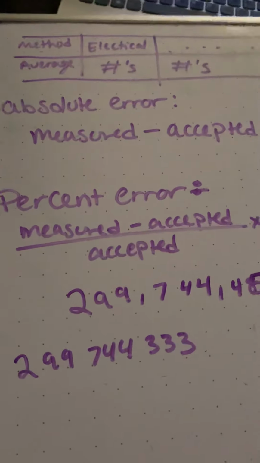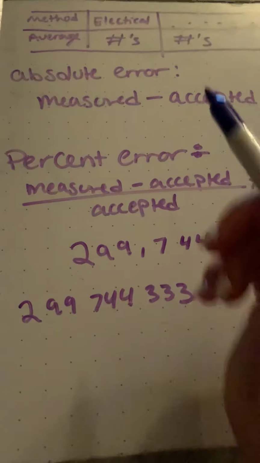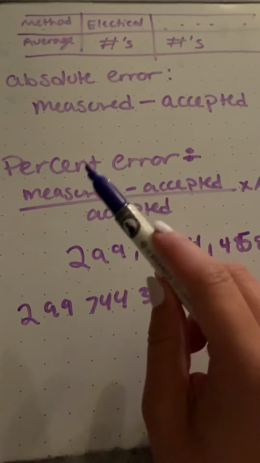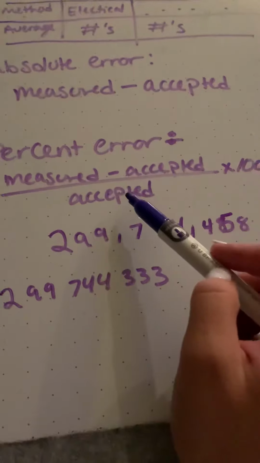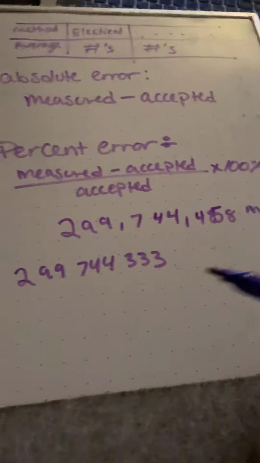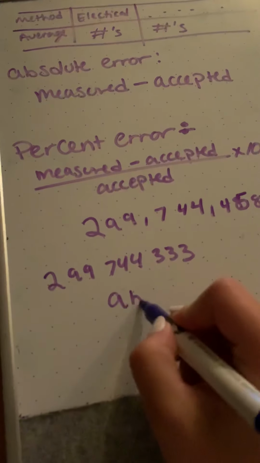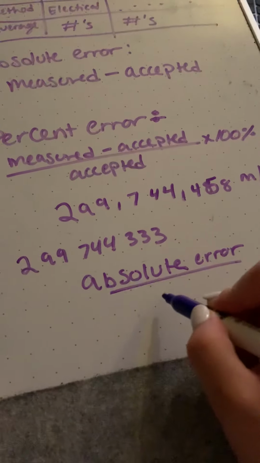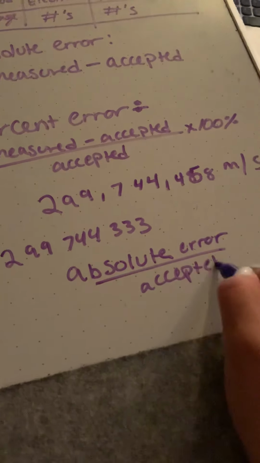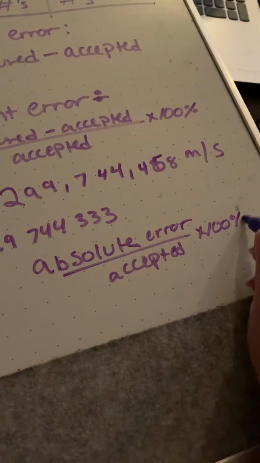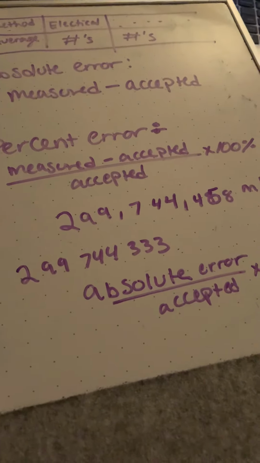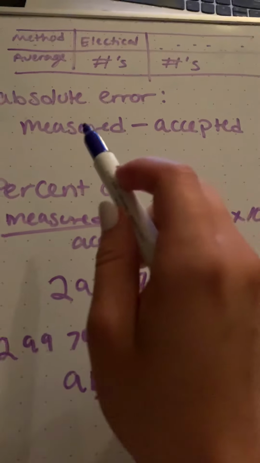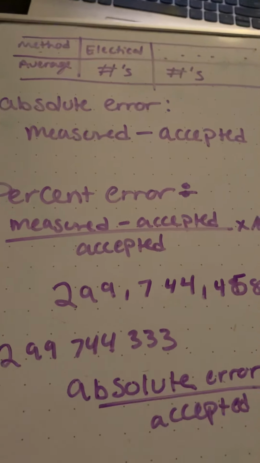If I'm going to ask for percent error, I am going to do that measured minus the accepted, and I'm going to do a step further and divide it again by the accepted to give myself a percent. So what you could also say is a percent error is just absolute error divided by the accepted value times 100%. Okay? The percent error is saying how much does it deviate by a percent, and this is saying how much does it deviate from the accepted value by some number.